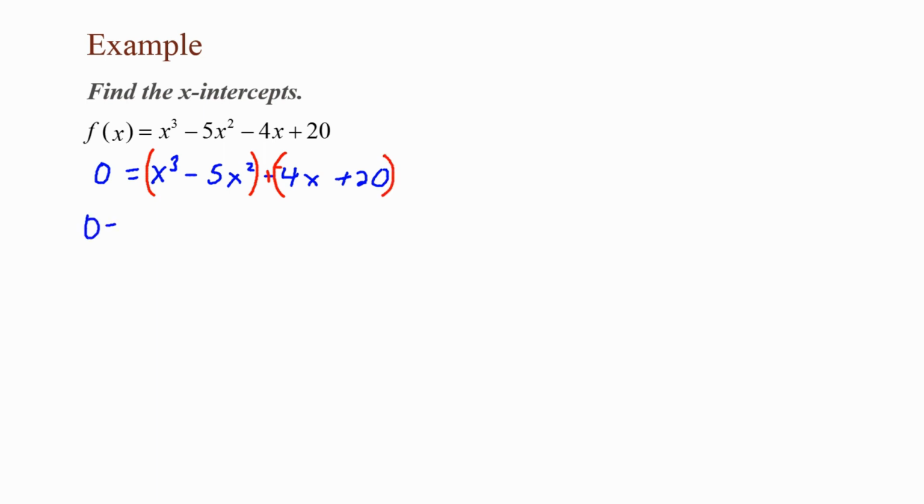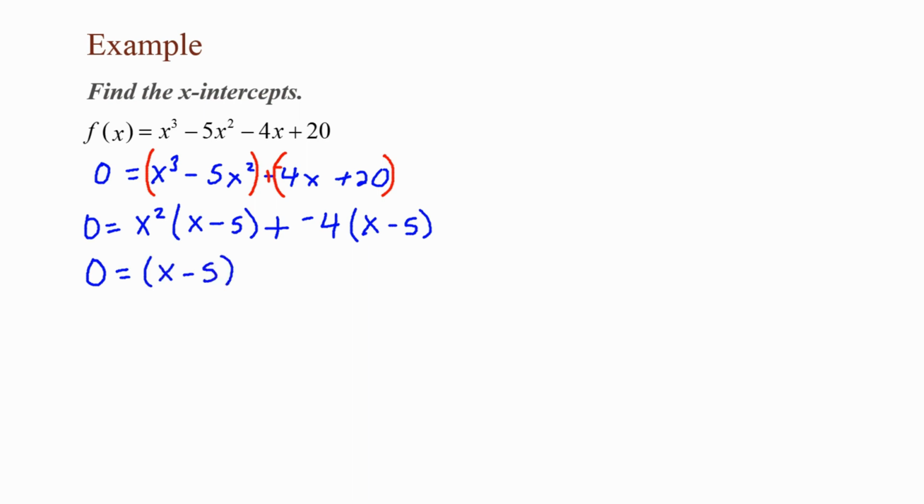So 0 equals x to the third minus 5x squared has a greatest common factor of x squared, leaving me with parentheses x minus 5. Bring down my plus. Negative 4x plus 20. Since my leading coefficient is negative, I need to factor out a negative as well as the 4. So when I factor out negative 4, I'm left with parentheses x minus 5. So now I have 0 equals, my greatest common factor is x minus 5 times x squared minus 4.